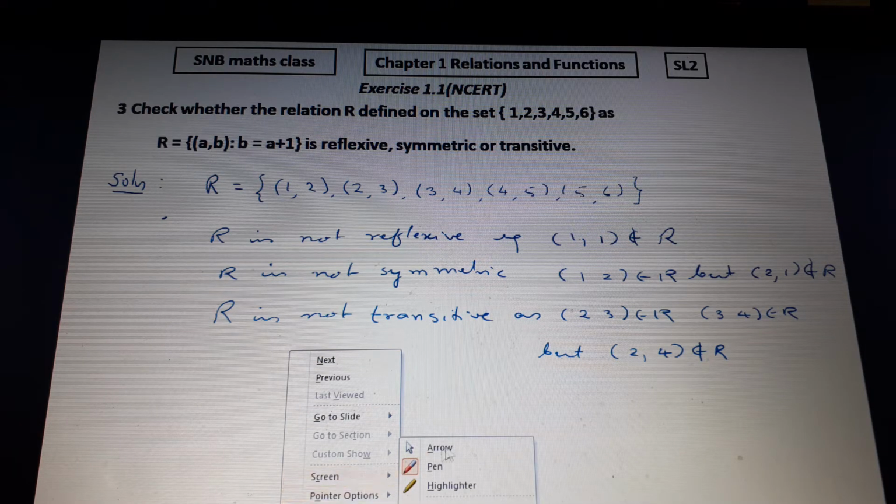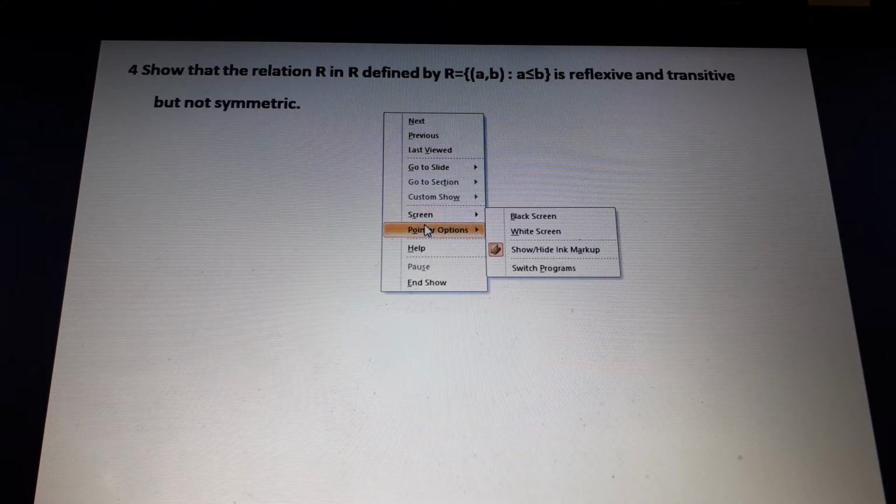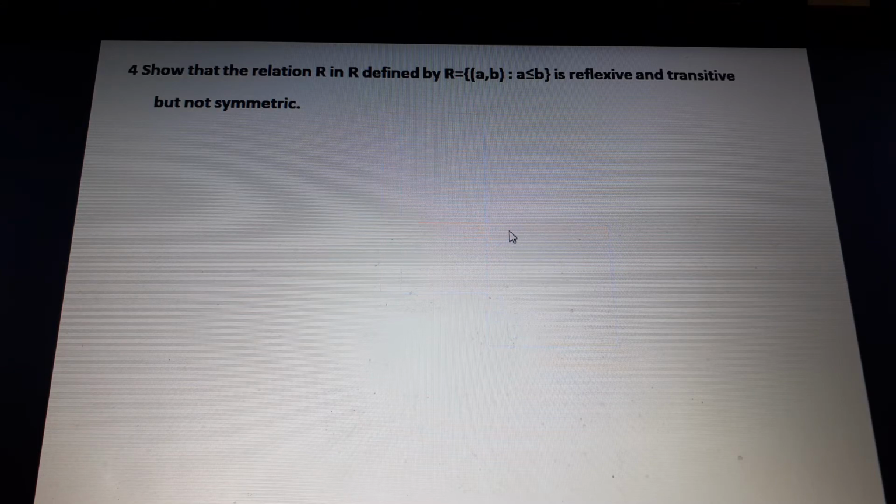Now, let us go to the next question. Next question is: show that the relation R in R, that means the set of reals, defined by (a, b) such that a less than or equal to b is reflexive and transitive but not symmetric. So this is an infinite set R. So we can take in general.